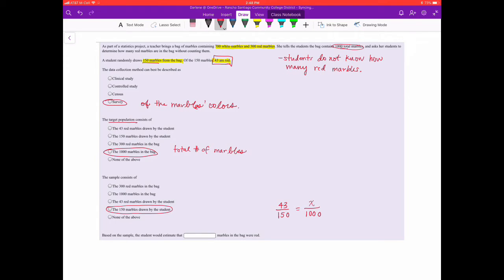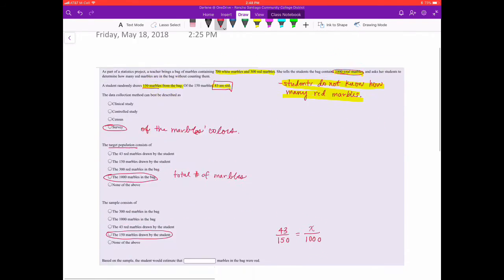Now, even though we know that there are 1,000 marbles in the bag, and we know as the teachers there's 300 red marbles in the bag, remember the students do not know that. So we're trying to have the students understand how to take a sample and expand that statistic to the population. So this just becomes a quick calculation.